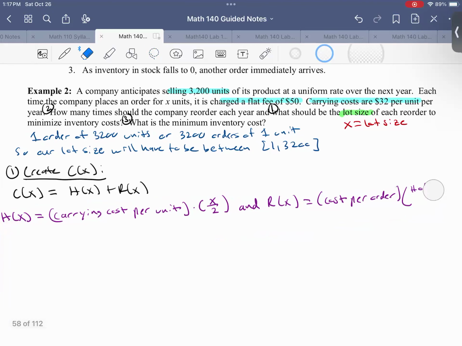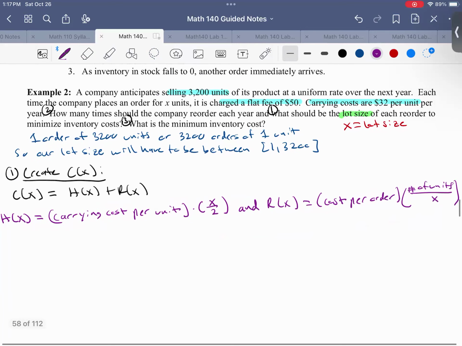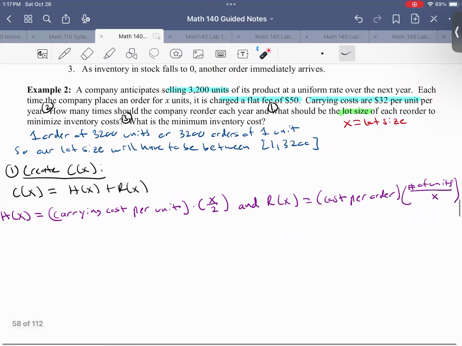Let me rewrite this. Our reorder cost is cost per order times number of units sold over our lot size. Okay, so I know that's what they are. We can pick and choose out of our question here and plug in some things. We know our carrying costs, we know our cost per order, we know the number of units. So let's go ahead and write that down.